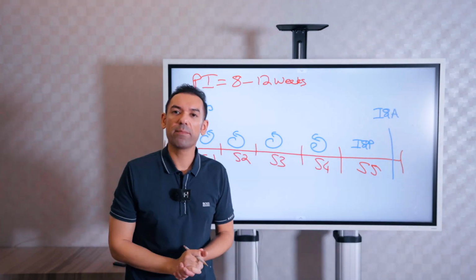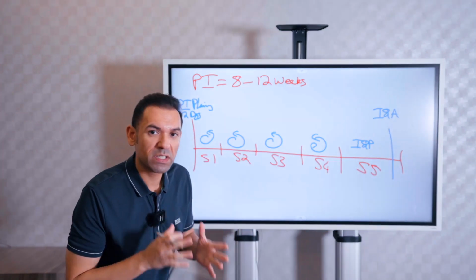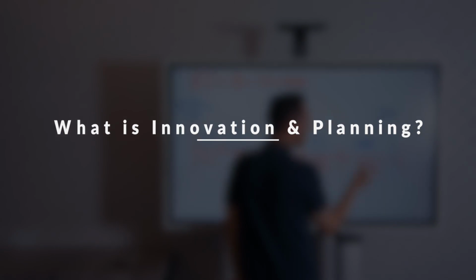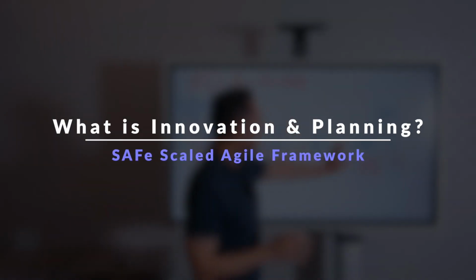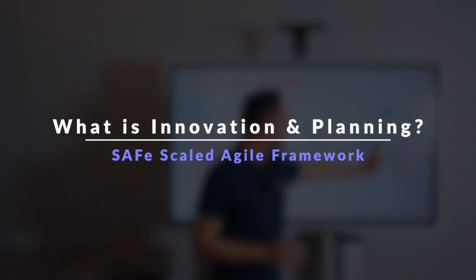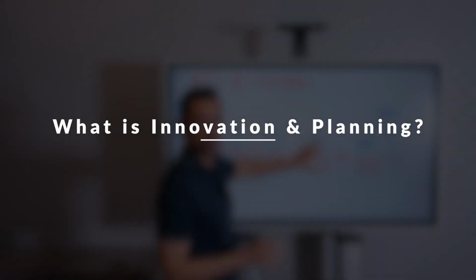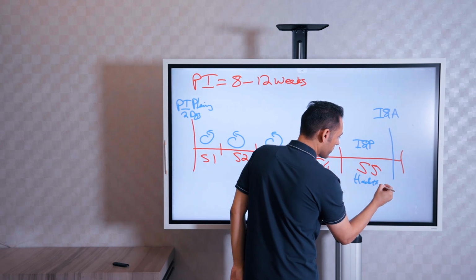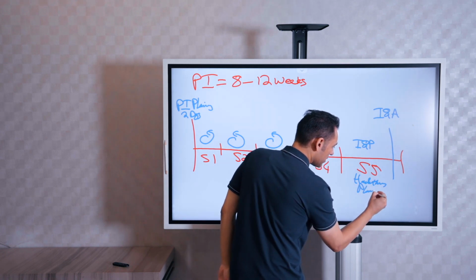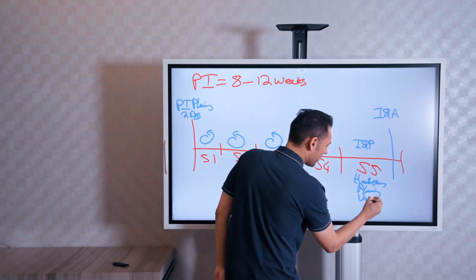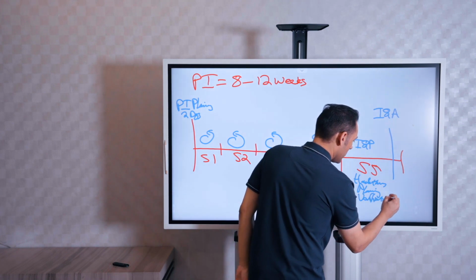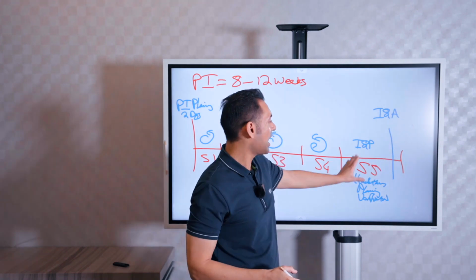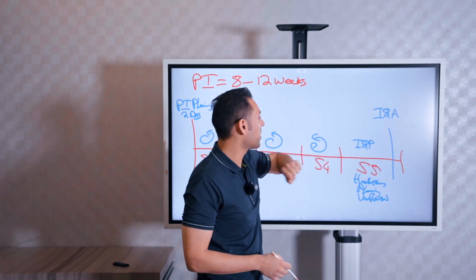This Inspect and Adapt workshop is a very specific half-day or full-day event. Now, don't forget, guys, innovation and planning is a sprint which is really like a buffer. It's like an area where you don't execute work. It's reserved for hackathons, planning, any final verification, stuff like that. That's what it's there for. But its real purpose is to actually plan for the next PI, which is the upcoming PI.